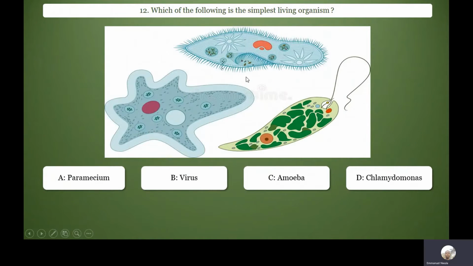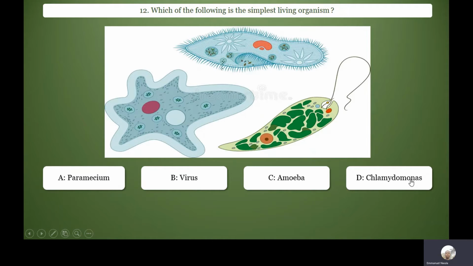Which of the following is the simplest living organism? If you look at the options here, you pick the virus. The virus, even though it's argued whether it can be classified as living or non-living, when it is in the host cell, when it's in a living cell, it can reproduce. It can reproduce, but apart from that, it has no other characteristics of life.